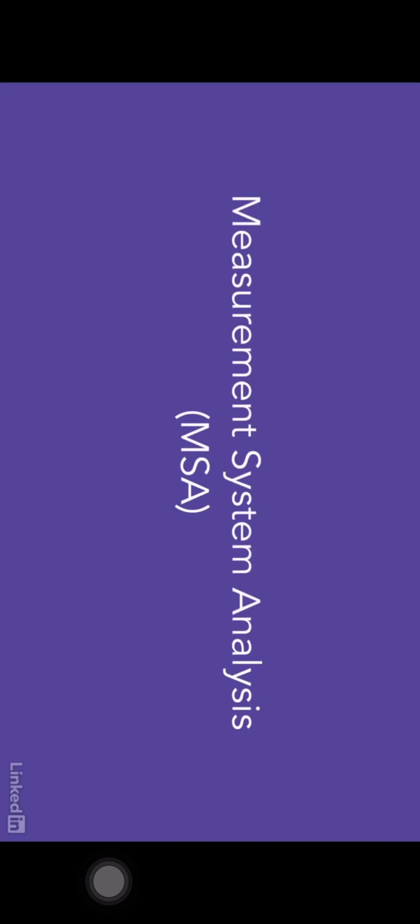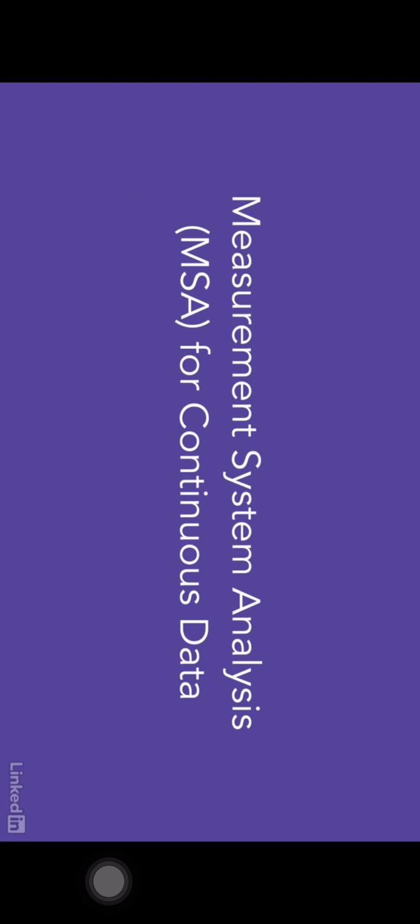In Six Sigma projects, we also use a technique called the Measurement System Analysis, or MSA for short. MSA is done early during the measure phase so that any data to be collected or used is valid. Let's take a look at using MSA for continuous data.